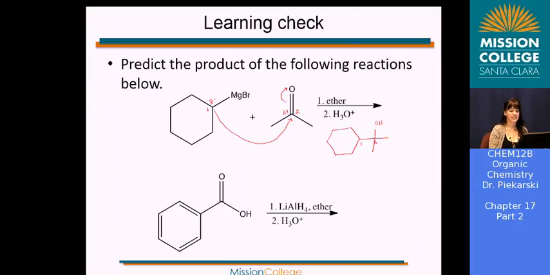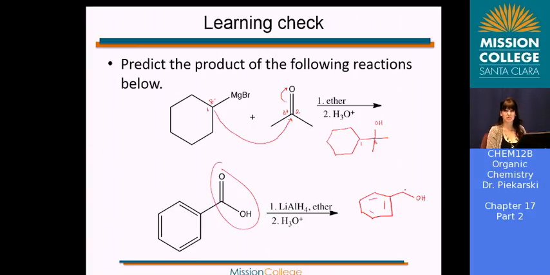The next one, I see lithium aluminum hydride. I see that my reactive functional group is a carboxylic acid, and I have acidic workup. It's definitely a reduction. Remember, carboxylic acids are reduced into what type of alcohols? Primary alcohols. Good. So it takes it all the way down to a primary alcohol. Be careful, count your carbons. I notice I have an aromatic ring here plus another carbon.